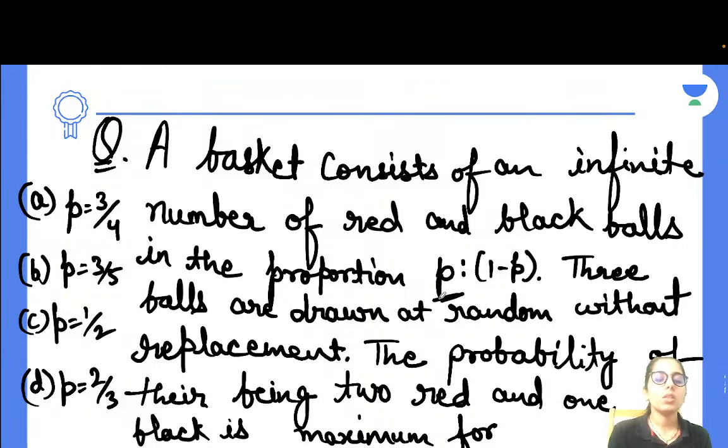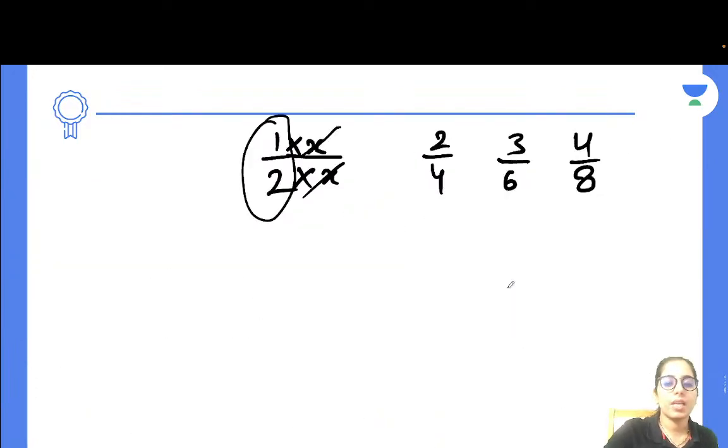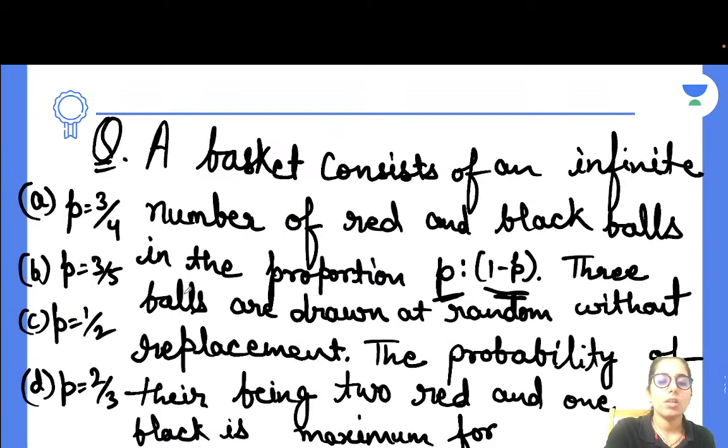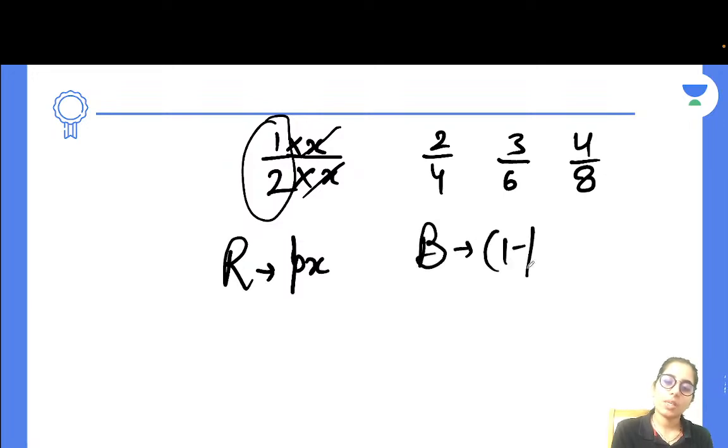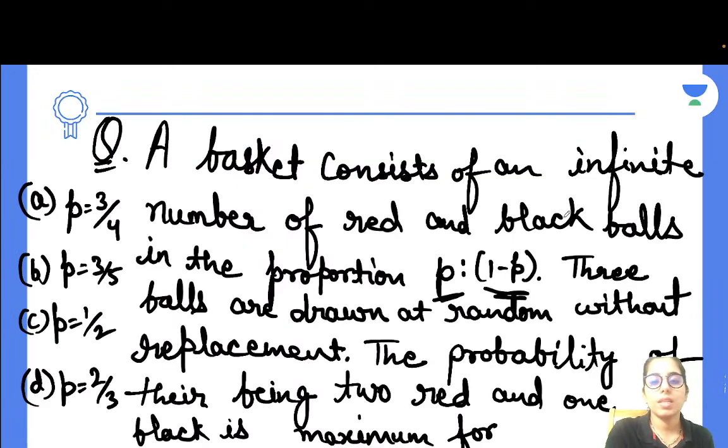Okay, so if I talk about P and 1 minus P which are in proportion, I can consider there is a proportionality constant, which is the common constant for both of them. So let's say it's X. I will consider the total number of red balls as Px, and the total number of black balls as 1 minus P times X. So red is P times X, black is 1 minus P times X. Tell me if there was any doubt.